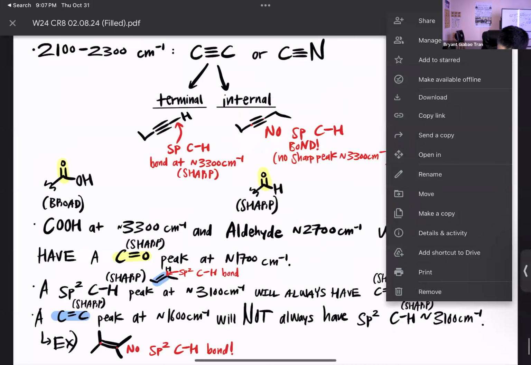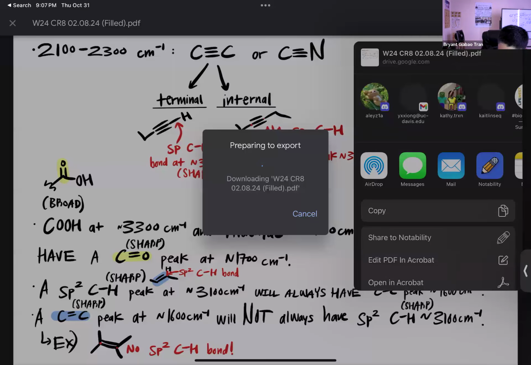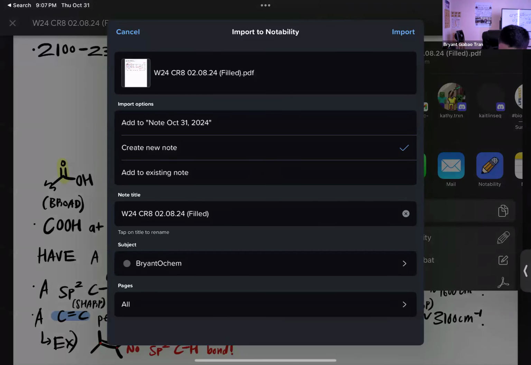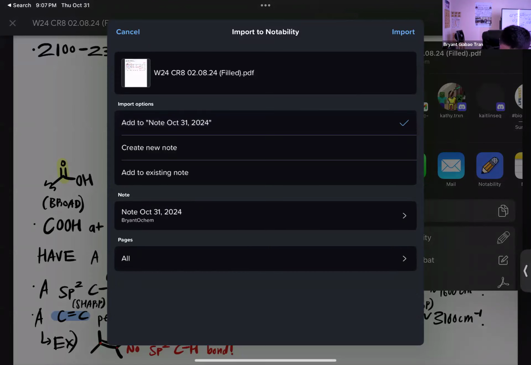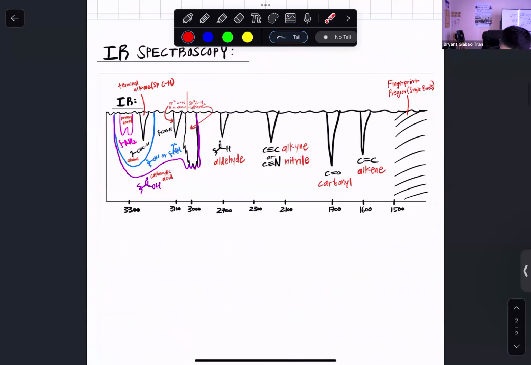Okay, I'm just going to import this to the document we have right now with the key and everything, explain it as we go on, and then we can jump into the Kahoot after I explain this.